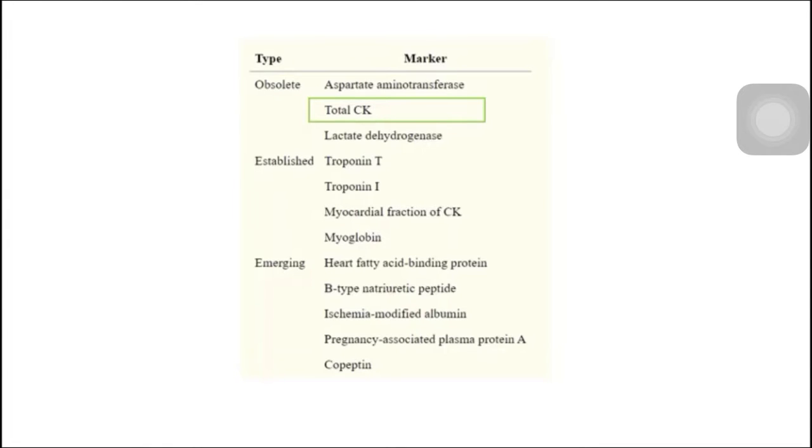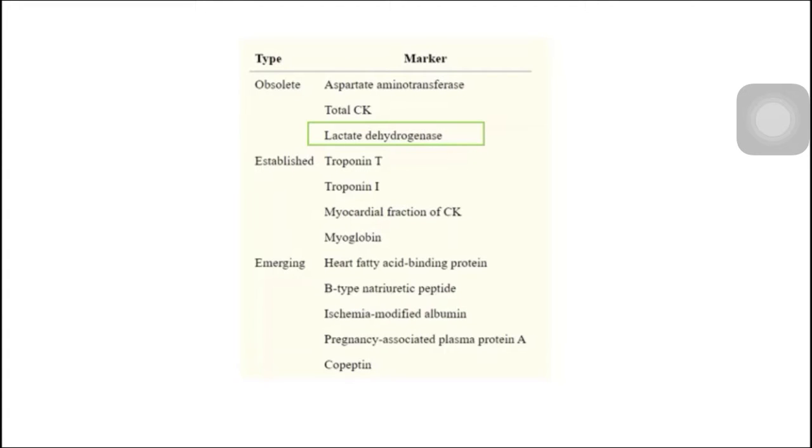Now, following this, pagkatapos po nito, in the year 1960, LDH naman po was used for the diagnosis of AMI. And finally, in the year 1979, the World Health Organization recommended the panel of CK, AST, and LDH for the diagnosis of AMI. However, yung assessment po ng cardiac biomarkers was revolutionized in the year 1980 after na-develop po yung mga immunoassays.